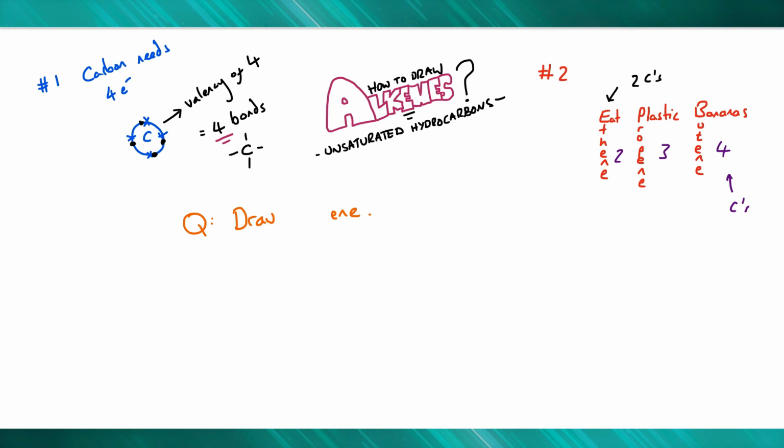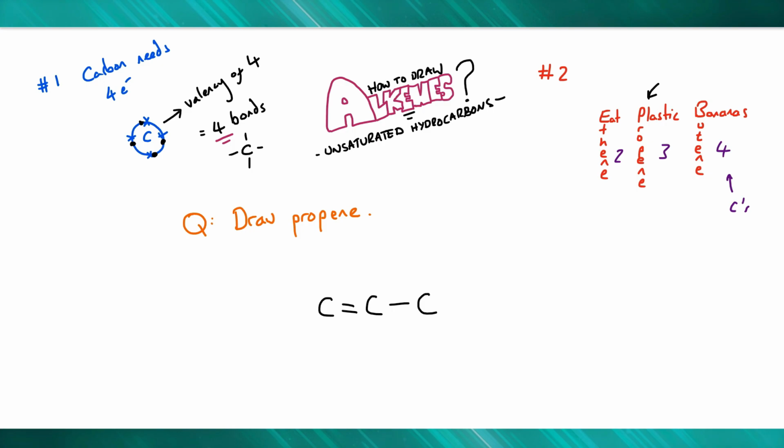What if we were asked for propene then? So let's do the same again. Monkeys eat plastic bananas. Plastic, 3 carbon atoms. Now usually, unless they tell you, and I'll get onto that in a minute, always put the double bond on the left hand side. So it's unsaturated, put your double bond in, and then everything else is going to be a single bond. So you can put a single bond in between your other 2 carbons.